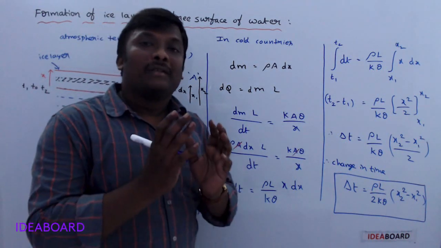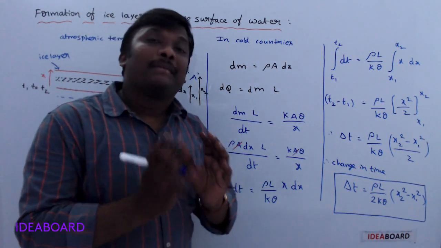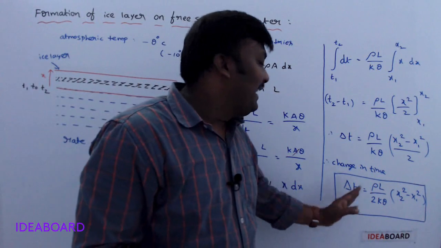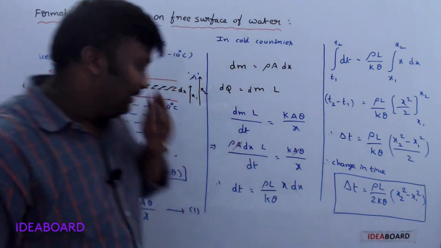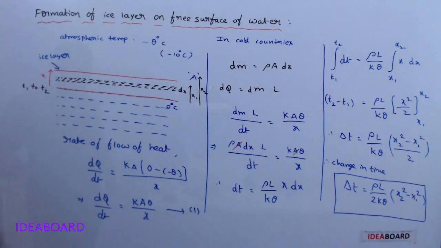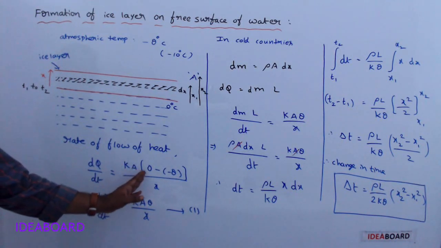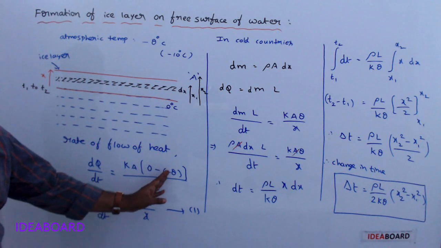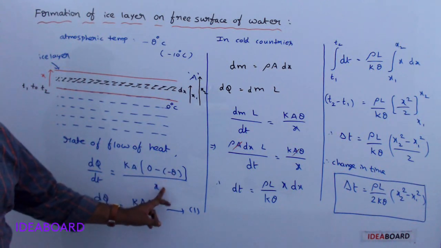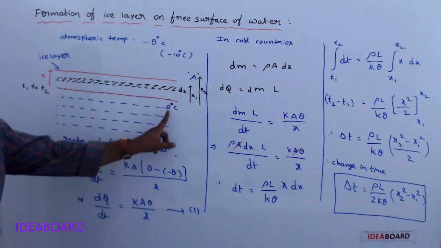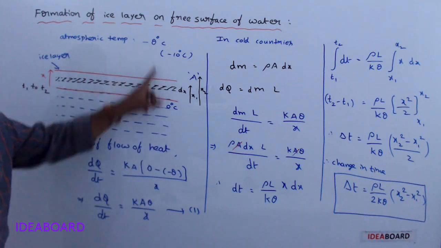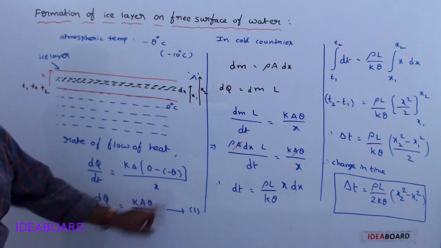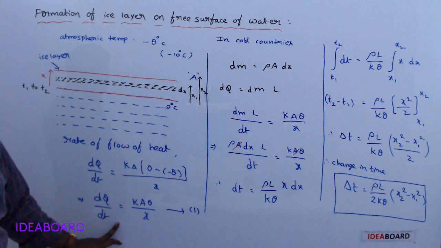Okay, how much thickness increases with some time? We got the relation delta t. For that we are using the formula for rate of flow of heat, that is dQ by dt is equal to KA into θ1 minus θ2 by L. Here one temperature is 0, another temperature is minus theta. That's why we substitute here. Okay, then we got the formula.